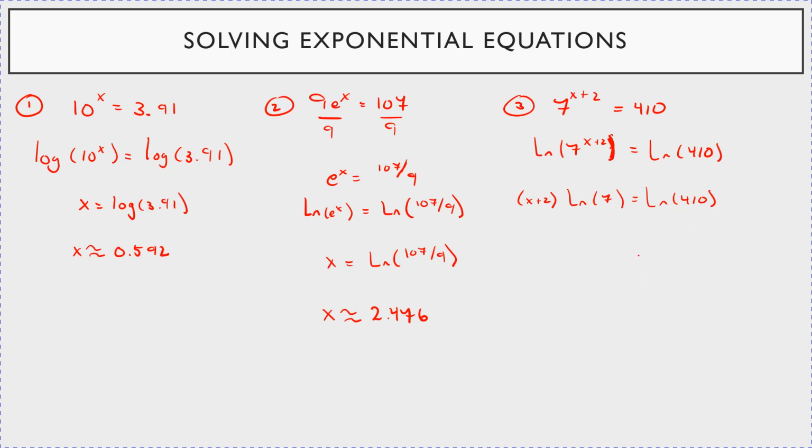All right, so now it's like, well, how do I solve this? I want to get x by itself. Well, natural log of 7 is just a constant. So let me divide both sides by the natural log of 7. These cancel. You're left with x plus 2 is equal to the natural log of 410 divided by the natural log of 7. And then how do you get the x by itself? You're just going to subtract 2 over.